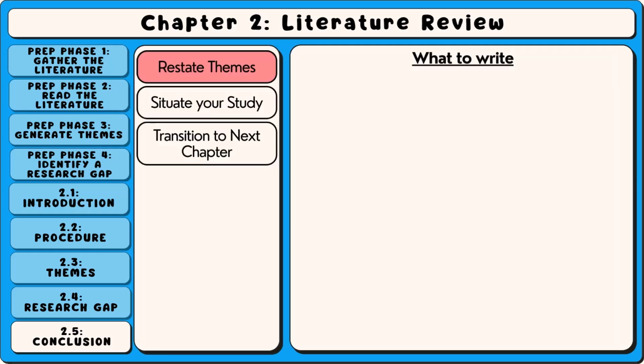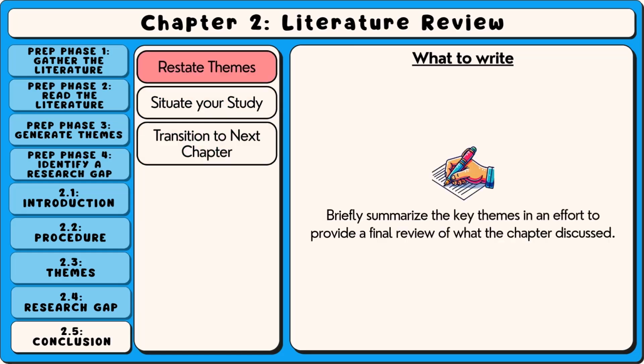There are 3 steps to the conclusion. Firstly, restate your themes. Secondly, situate your study in relation to the literature. And thirdly, transition to the next chapter. So, to restate the themes, simply briefly summarize the themes in an effort to provide a final review of what the chapter has discussed overall.